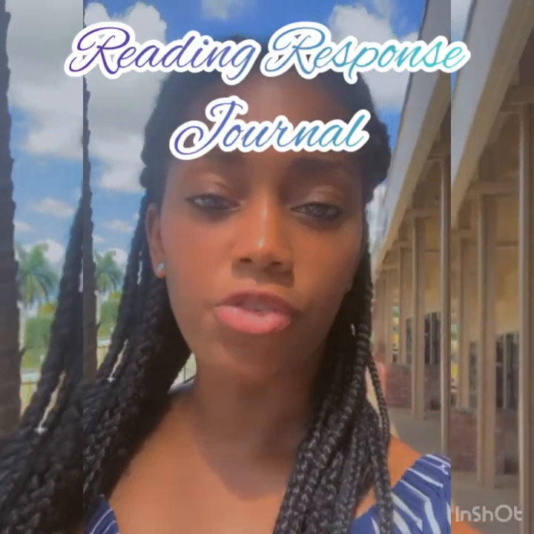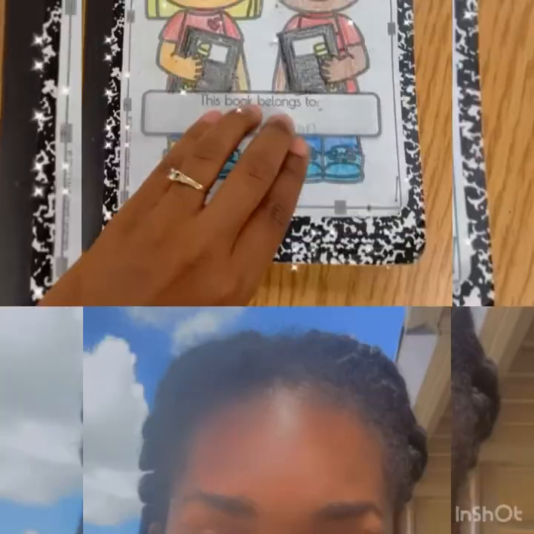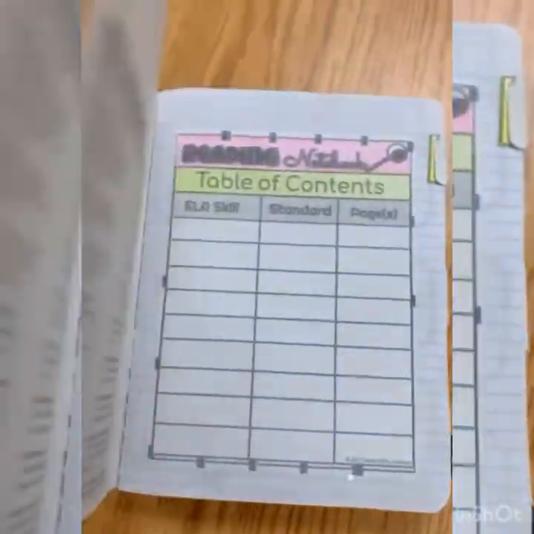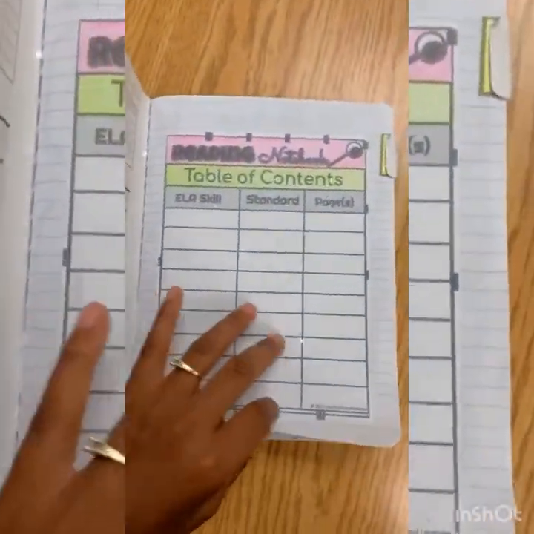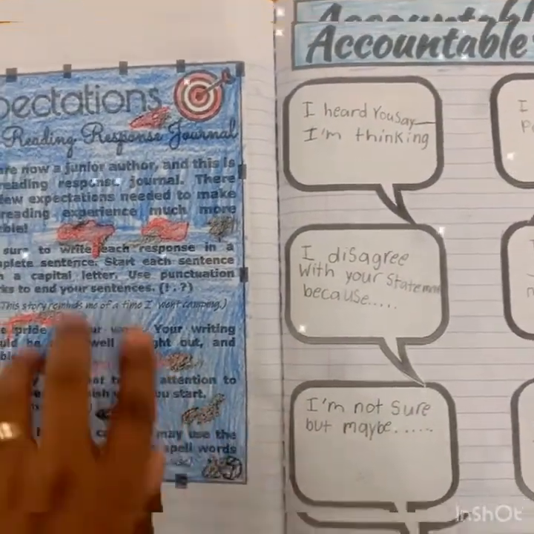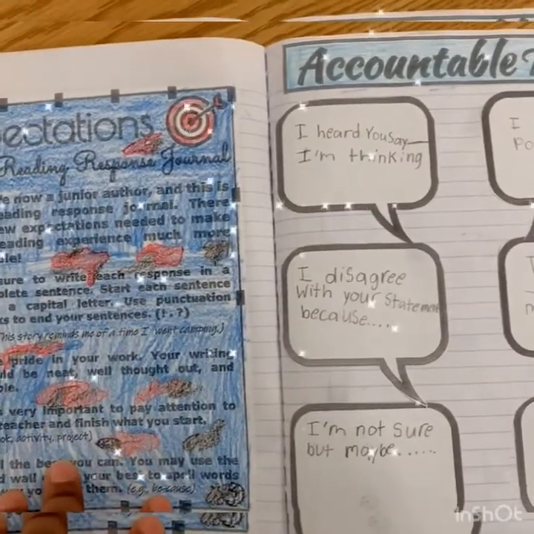Let's say this is your first time creating a reading notebook and you're not sure where to get started. I'm going to show you. In the beginning of the year, I like for the kids to create their cover and their table of contents. I then like for the kids to look at their expectations.